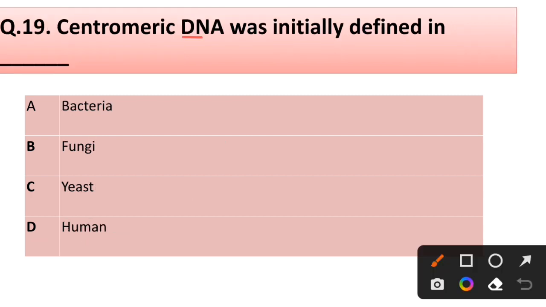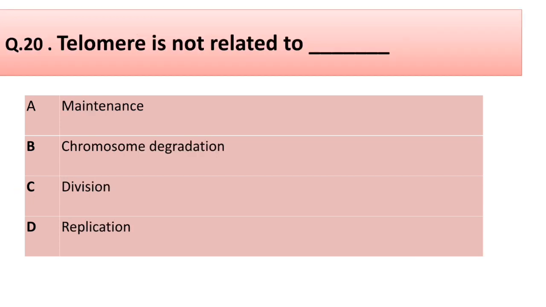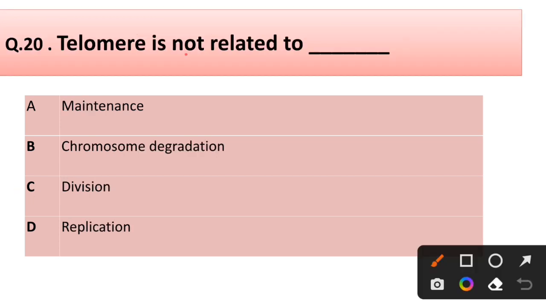Question 19. Centromeric DNA was initially defined in bacteria, fungi, yeast, human. Correct answer is option C, yeast. Question 20. Telomere is not related to maintenance, chromosome degradation, division, replication. Correct answer is option C, division.